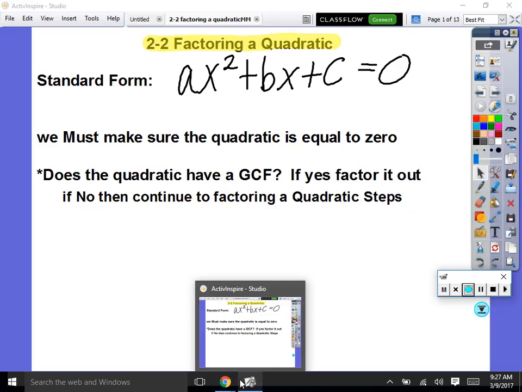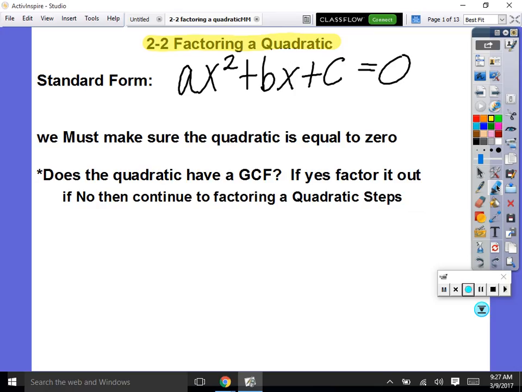Okay, so first of all, we're learning how to factor a quadratic. This is different than greatest common factor. A greatest common factor is where you look at all the terms and find anything in common. When we're factoring a quadratic, what makes it quadratic is its degree 2. The highest degree is 2.